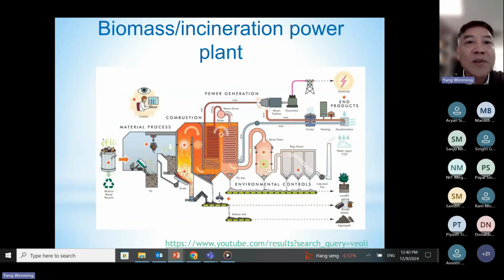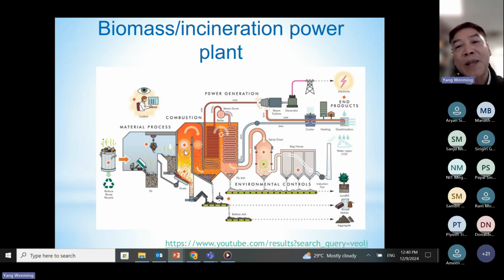Okay, the next one I want to introduce is a biomass incineration power plant. This one is more and more commonly used in mega cities, used to burn rubbish and solid waste, and we can convert the energy in the solid waste, in the rubbish, into heat energy and then into electric power. At the same time, we can eliminate the rubbish, correct? So it's a very useful power plant.